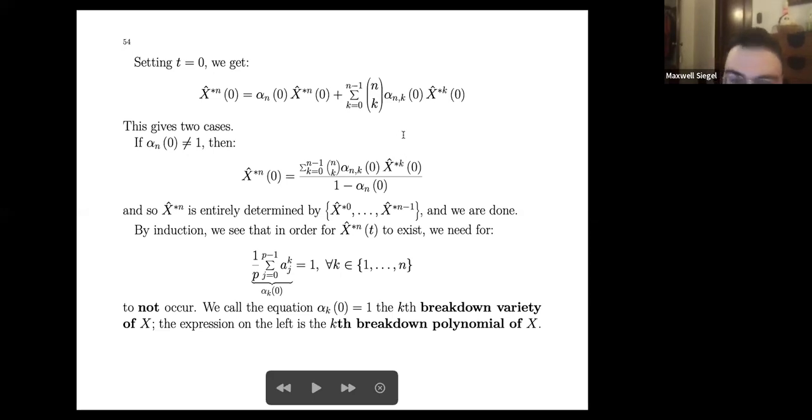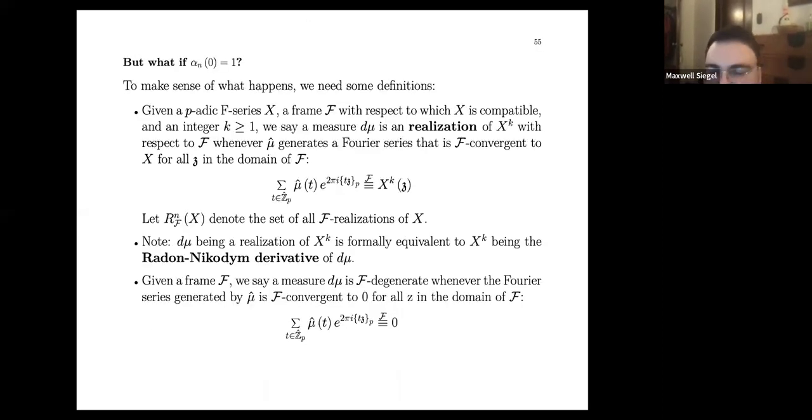By induction, we see that this will occur precisely when alpha k of 0, this guy, is not equal to 1 for any k from 1 up to n. Because of this, I call alpha k equals 0 the kth breakdown variety of x, and the expression here on the left is the kth breakdown polynomial. But what happens if alpha n of 0 equals 1? To make sense of this, we need some definitions.